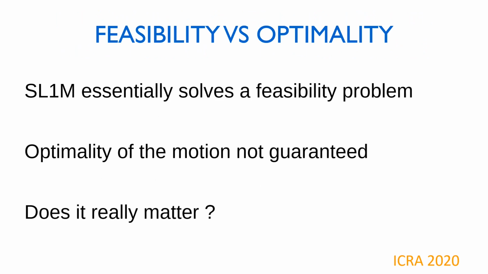Another important point is the question of feasibility versus optimality. Rather than simply finding a contact plan that solves our problem, we may be interested in choosing a plan that will minimize a given cost functional. Under the SL1M formulation, this cost will be added to an L1-norm minimization cost, which means that the optimum of the relaxed problem is unlikely to be the optimum of the original problem.